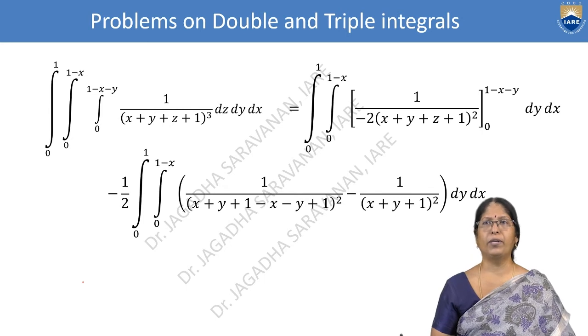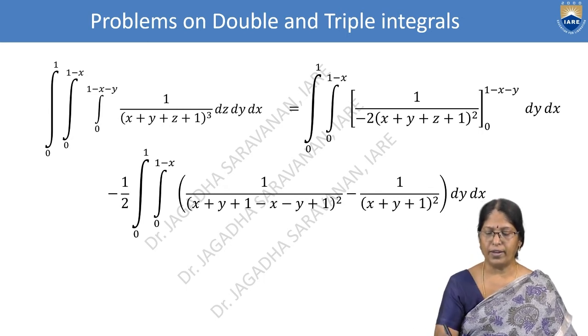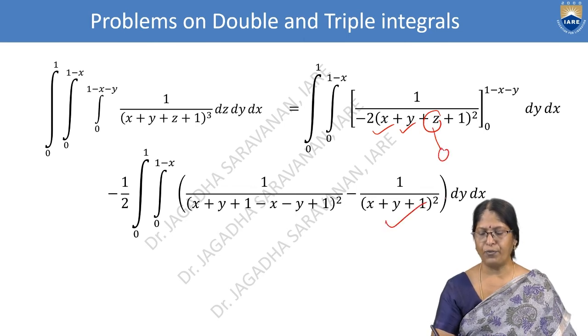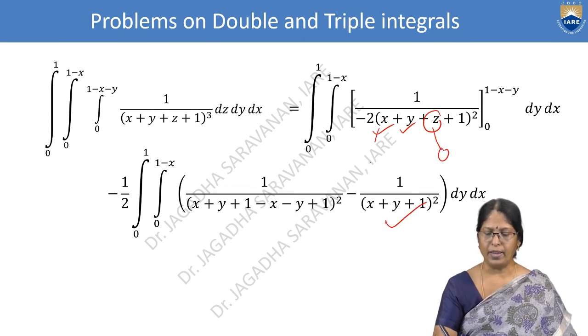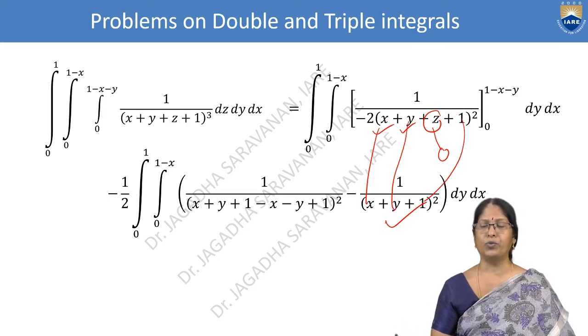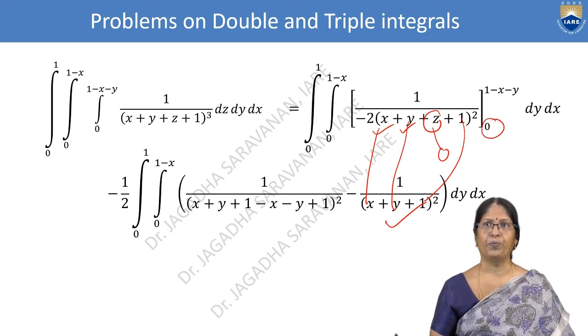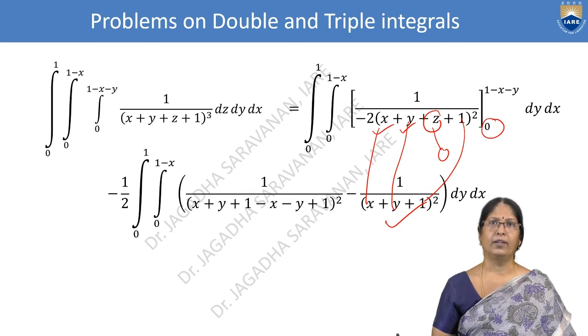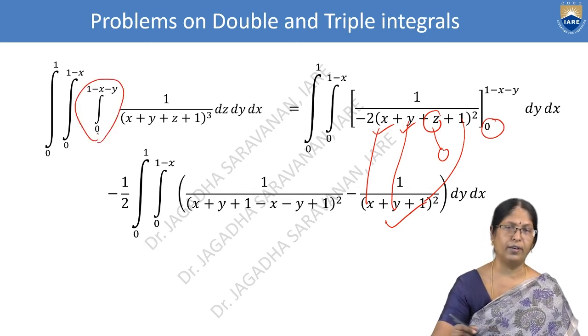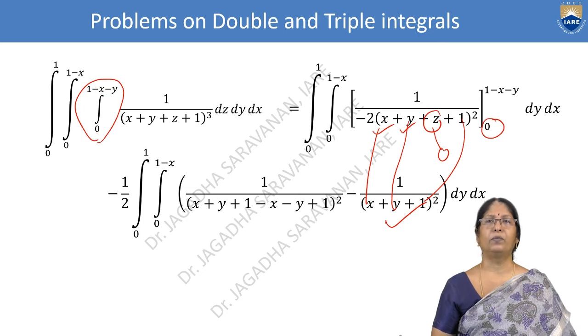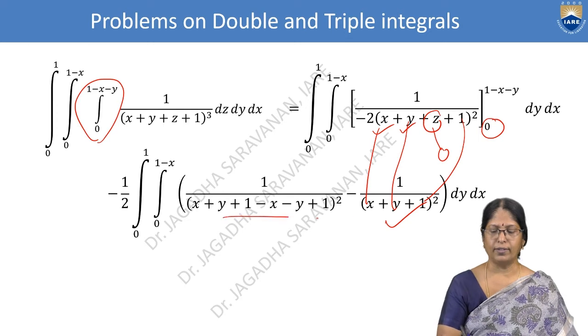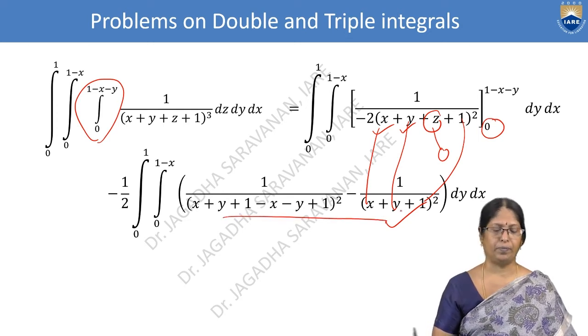Now we concentrate on the lower limit. Here z becomes 0 after substituting the lower limit value, so the leftover is written as x, y and 1. So the innermost integration is completely done, and we substituted the upper and lower limits. This is the result we got.